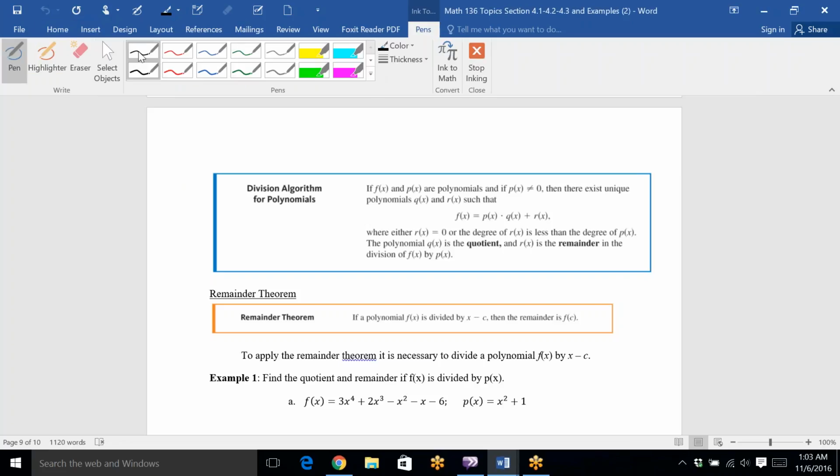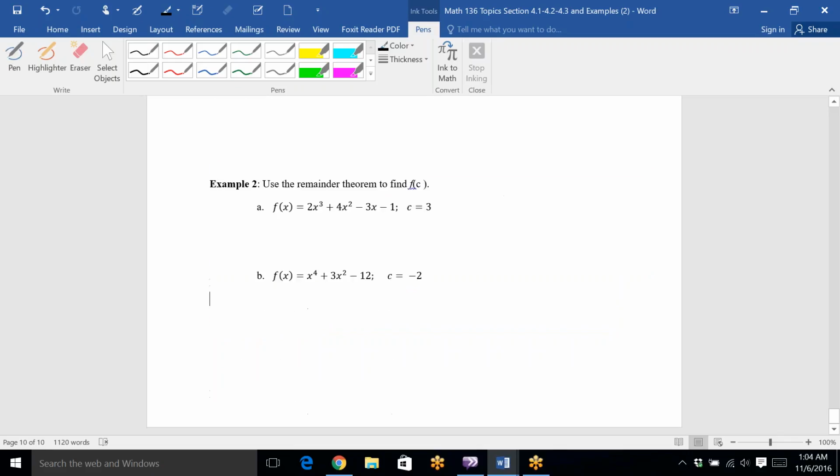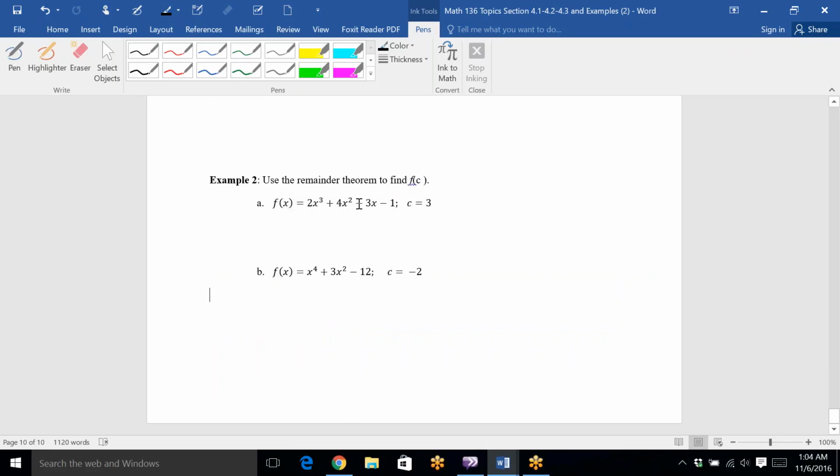We want to talk about two theorems today on this video, the Remainder Theorem and the Factor Theorem. The Remainder Theorem was actually on the notes that we had on Wednesday of last week, but I'm just going to point it out now. It says, if a polynomial f of x is divided by a factor x minus c, the remainder is always f of c, essentially plugging the zero that this would make into the function. So, for example, use the remainder theorem to find f of c.